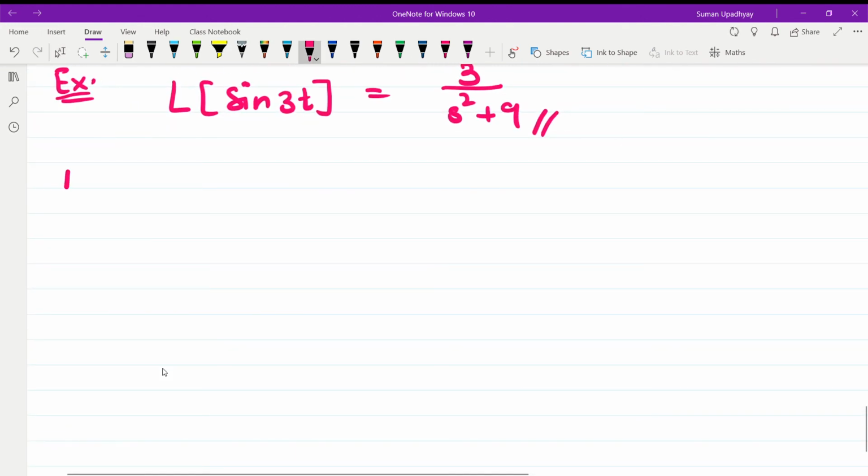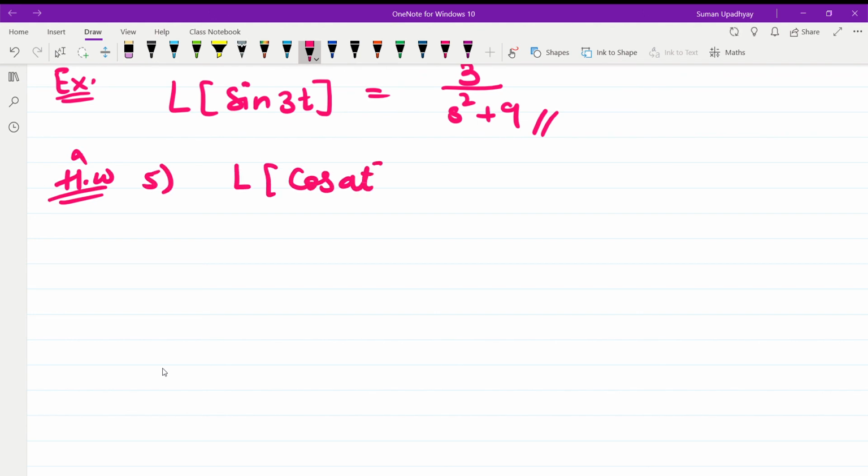So there's one more question for you all: find the Laplace transformation of cos at. In a similar fashion, the way we found the Laplace transformation of sin at, its answer is going to be s upon s square plus a square. So in Laplace of sin at we were having a upon s square plus a square, wherein in cos at we are having s upon s square plus a square. That's the only difference.